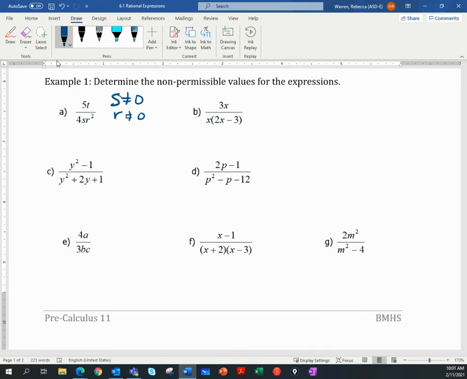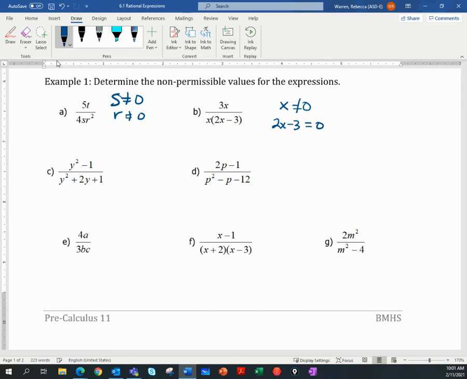Right, so for the next one, for example B here, you'll see that there's two things. So there's an X out in front. So however many brackets or things there are as the denominator, you just make each one equal to 0. So X equals 0, 2X minus 3 equals 0, and then you just solve for X for each. Now in this case, X equals 0, that's already solved for us, great, so X can't be 0. This one I'll need to do some solving.